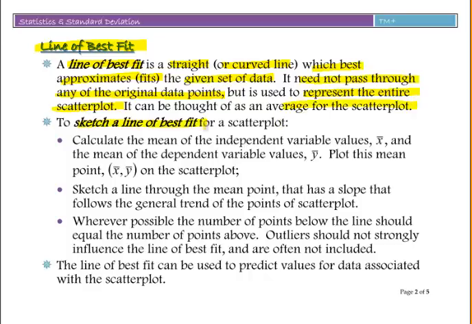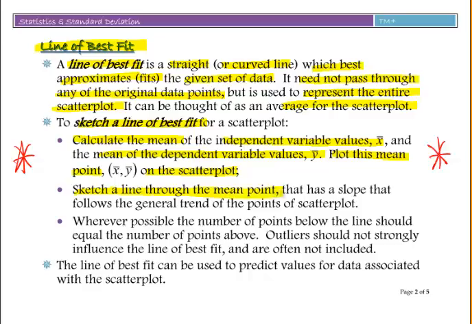Now to sketch a line of best fit, firstly calculate the mean of the independent variables and the mean of the dependent variables. Plot this mean point on the scatter plot. Now that is your first step, and that is a step a lot of people forget. You need to find the mean first.